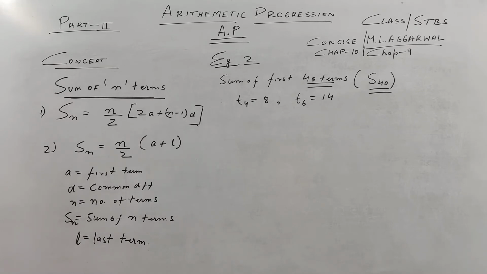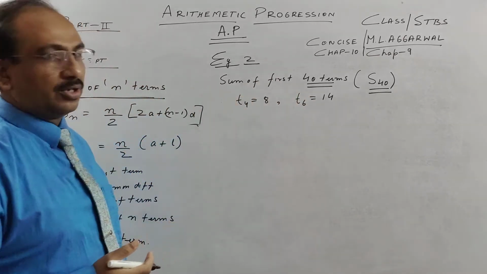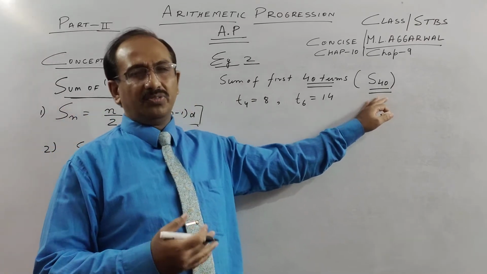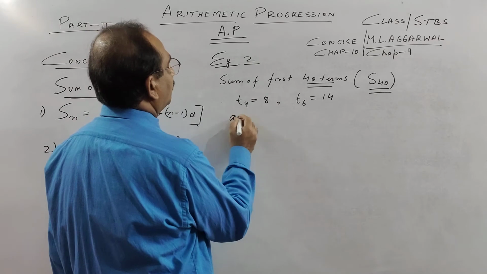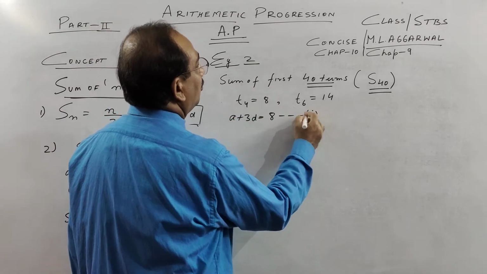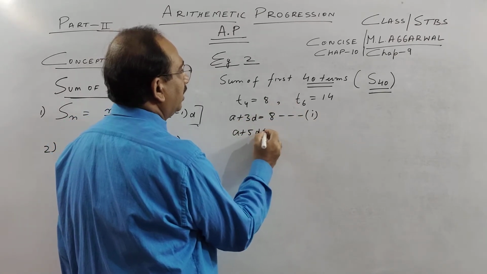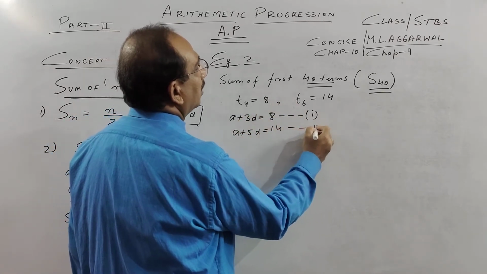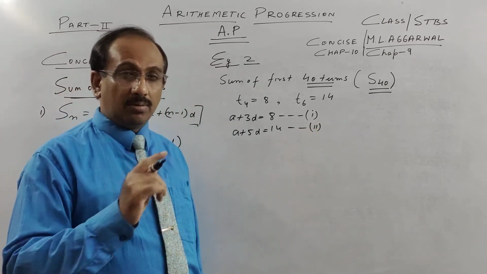So here we go to the question, example 2. Here what is given, children? The sum of the first 40 terms we have to find. So learn how we use the symbol: T4 means the fourth term. As you have seen in my earlier discussion, the fourth term is a plus 3d, which is 8, and the sixth term is a plus 5d, which is 14. So this is what is given.